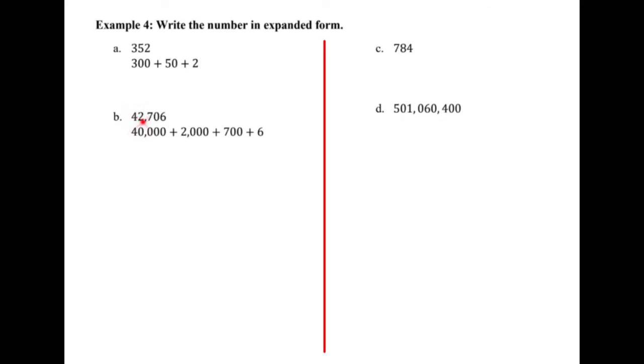Okay, so 42 is in the thousands period, so we have 10,000. So 4 times 10,000 is 40,000. 2 times 1,000 is 2,000. 7 is in the hundreds place, so we get 700. 0 is in the tens, and notice they didn't put anything here because it's 0. If you put a 0 in there, it wouldn't be wrong, but you don't need it. Okay, 6 ones gives you 6.